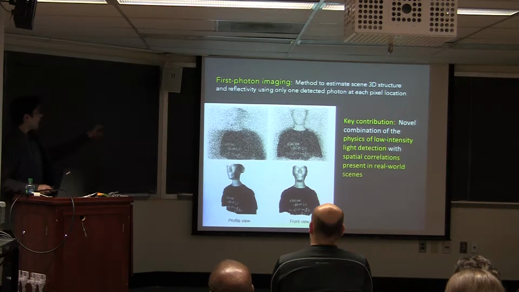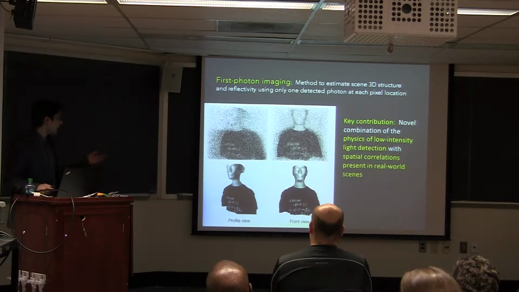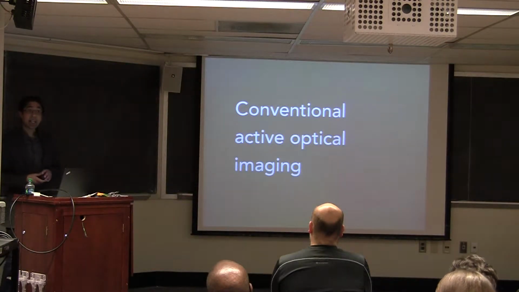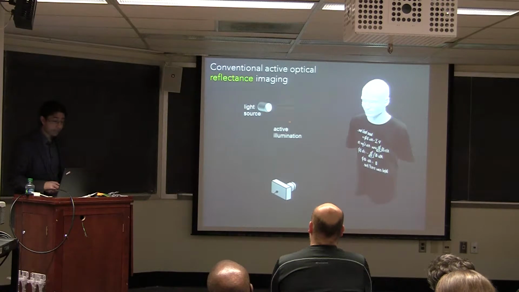So to drive that home, the top row here shows conventional interpretation of our experimental data, and then the bottom row shows what we're able to achieve with that data. So everything I'll be discussing here today is in the realm of active optical imaging, which means that the imaging apparatus includes a light source that illuminates the scene. I'll start with a review of conventional active optical imaging.